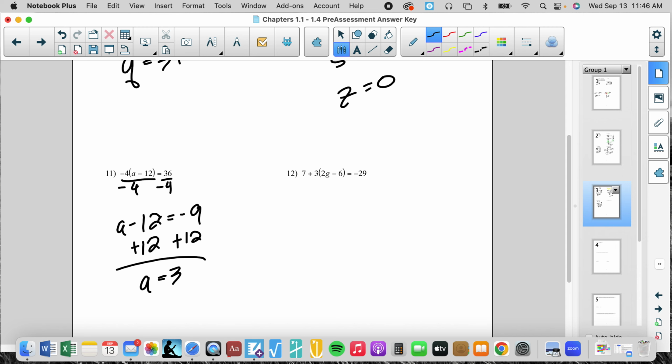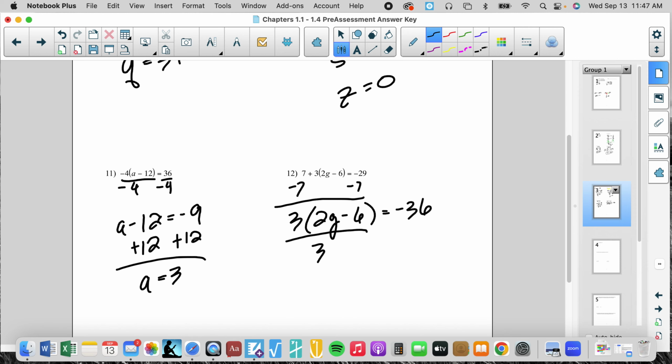We will not add 7 plus 3. We can't add before doing multiplication, etc. I'm still trying to isolate G. I could distribute by getting rid of Chewbacca, but I'm going to be more efficient because I'm going to get rid of that 7, which is adding to it, by subtracting. That gives me 3 times the quantity 2G minus 6 equals negative 36.